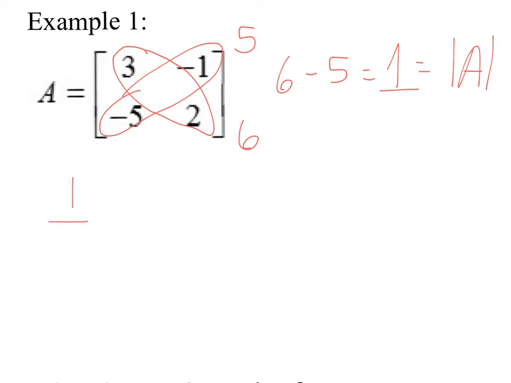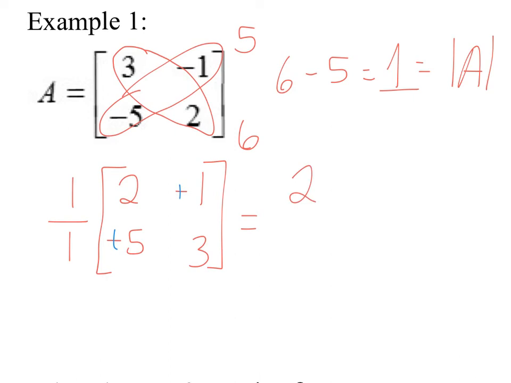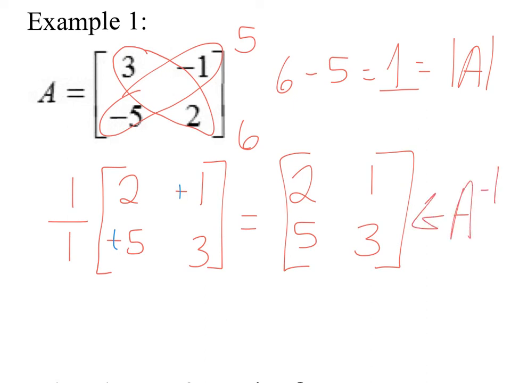So 1 over our determinant, 1, times, now I have to reorganize this. So 2 and 3 swap places, and the -5 and -1 swap signs. Okay? And then we multiply through. So in this case, we're just done, because 1 times anything, it being that multiplicative inverse, you're done, and that's all it is. So if you have a determinant of 1, it definitely makes things way, way easier.